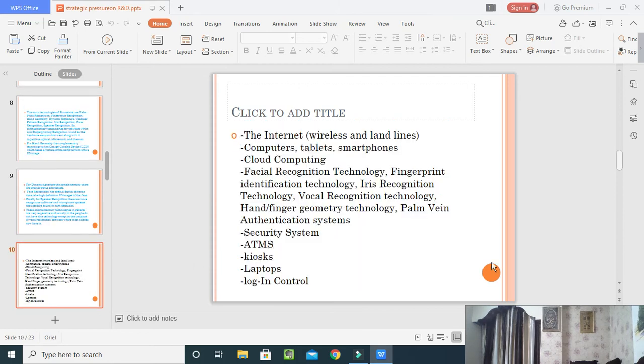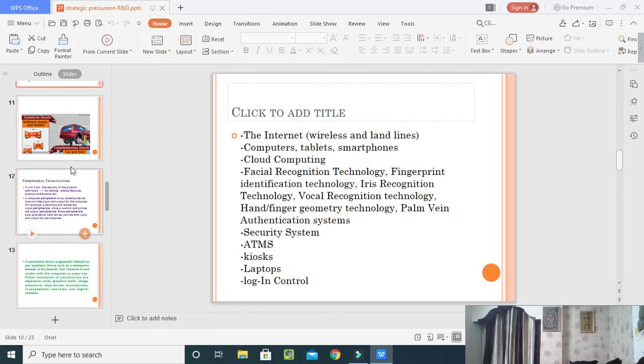Now, these are the examples: the internet, wireless and landlines, computers, tablets, smartphones, cloud computing, facial recognition technologies, fingerprint identification technologies, iris recognition technology, vocal recognition technology, hand finger geometry technology, palm vein authentication system, security systems, ATMs, kiosks, laptops, login control. All these come under complementary technology.